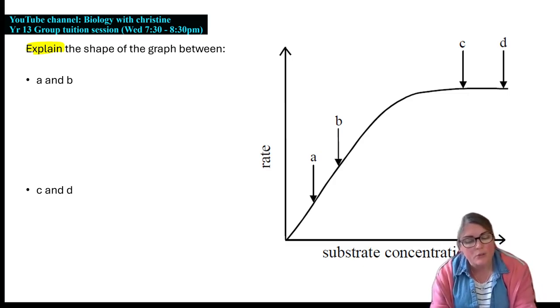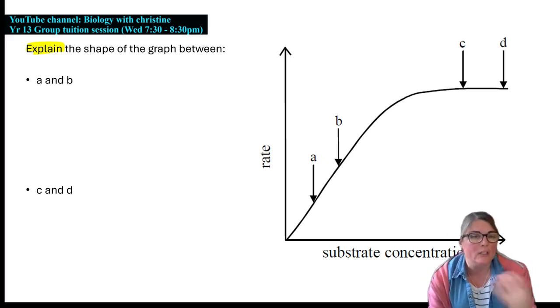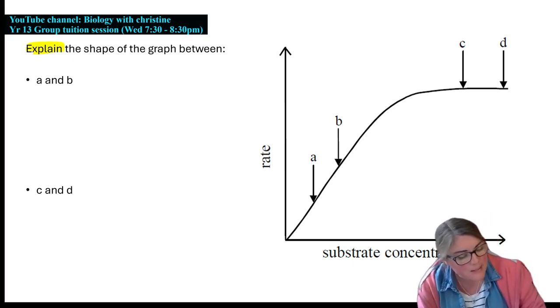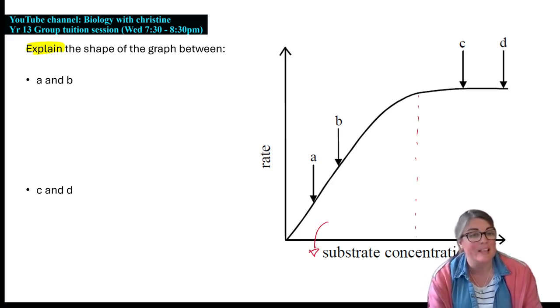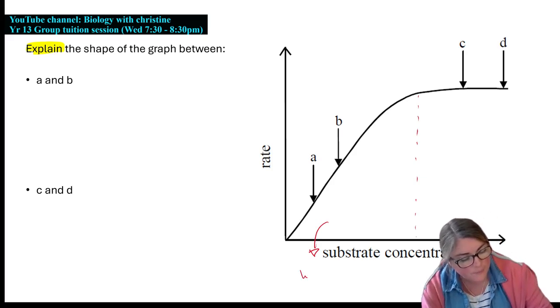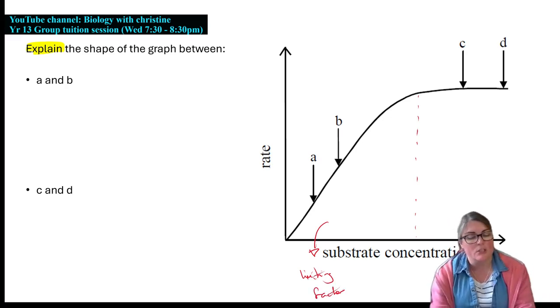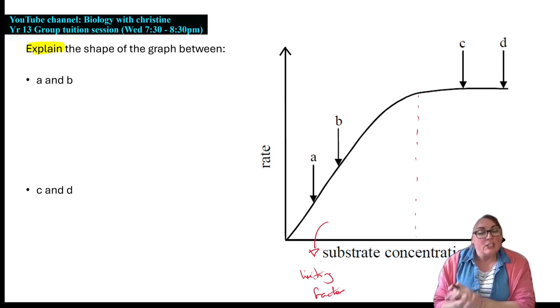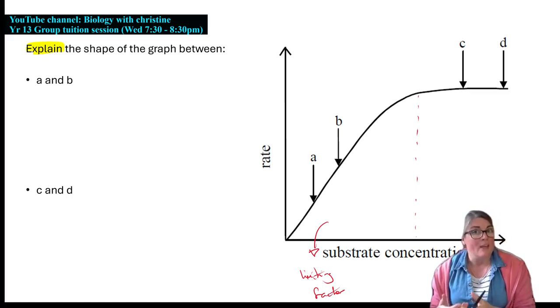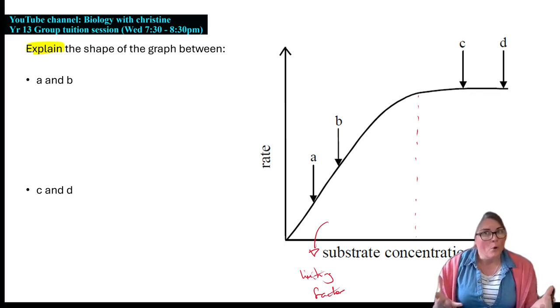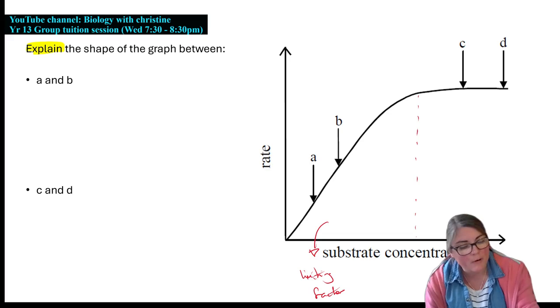So it is important when you do this that you're looking at the fact that, whenever you've got a graph, anything before a plateau, I always tell my students that that is your limiting factor. So we have a limiting factor here. The substrate: there's not very much substrate. So if there's not very much substrate, that therefore means, what are we talking about? We're talking about a rate of reaction. We're talking about enzymes.